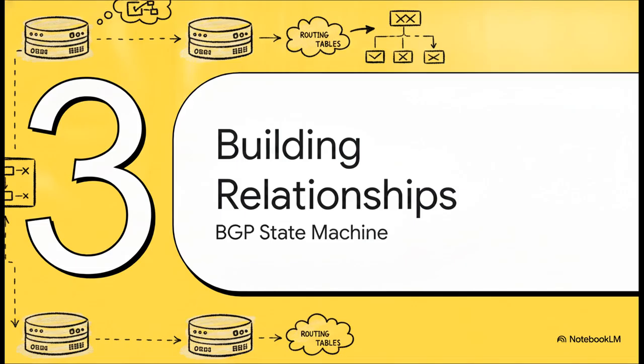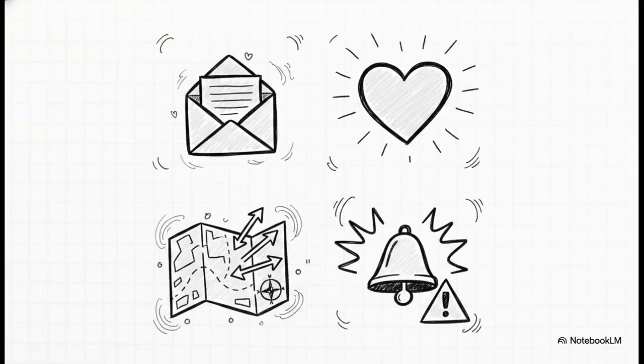Moving on to Section 3, Building BGP Relationships, BGP State Machine. How do these routers actually talk to each other to share the world's routing tables? Well, they don't just magically connect. They follow a highly structured communication process. BGP uses 4 distinct message types to do this over that TCP port 179. First, an open message is sent to initiate the session, exchanging things like the BGP version and router ID. Once connected, keepalive messages pulse back and forth every 60 seconds by default, just to make sure the neighbor hasn't gone completely offline.